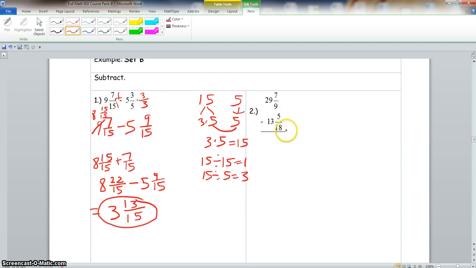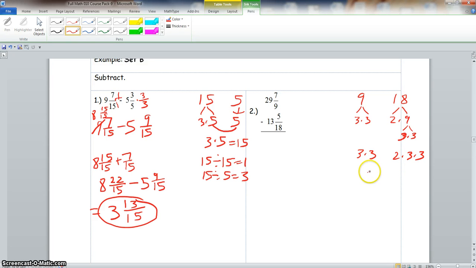Now we come here. We have problem number 2. Now we're going to find the prime factorization of 9 and 18. 9 breaks down to 3 times 3. 18 is 2 times 9, then 3 times 3. Okay, so now we add 3 times 3. We add 2 times 3 times 3.